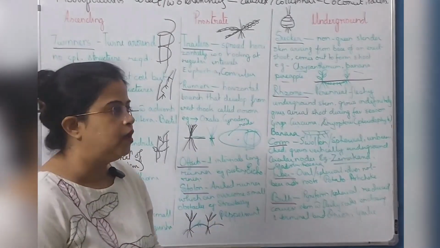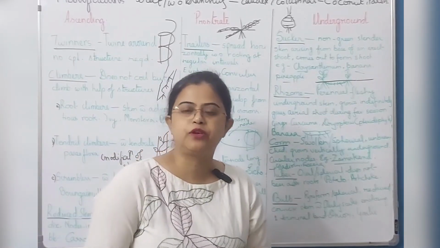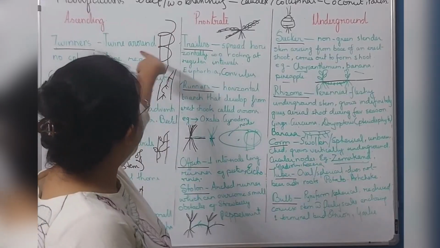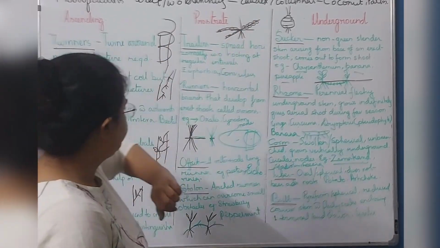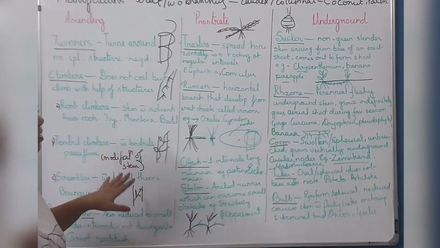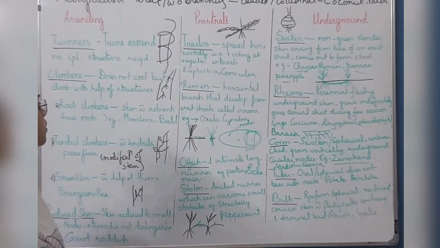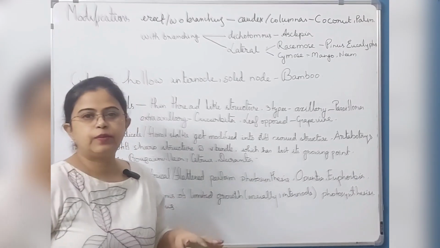So with this, I hope I have been able to explain the different modifications of stems in the form in which they grow. Now let us look at some other structural modifications that the stem undergoes. Okay, and let me write this point once here in white. I hope this chart is helpful for you. You can take a screenshot of it. Okay. So let us see the rest.